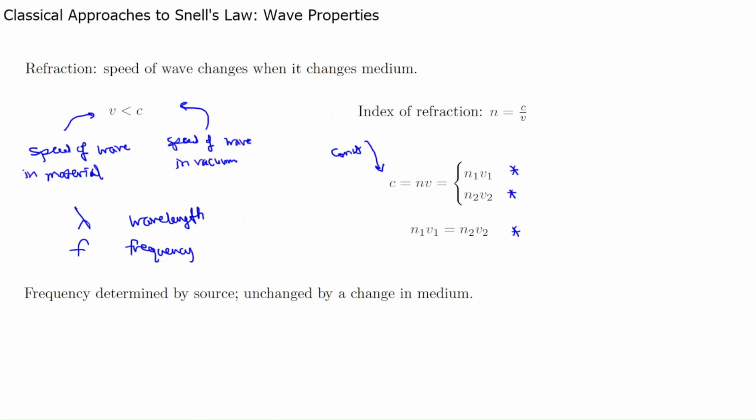It's the rate at which, if you like, wave crests are being produced at the source. And that just is what it is. You're not going to change the rate of crest production, or troughs, cycles, just when you change medium. So that's going to be a very helpful thing to know in a minute.